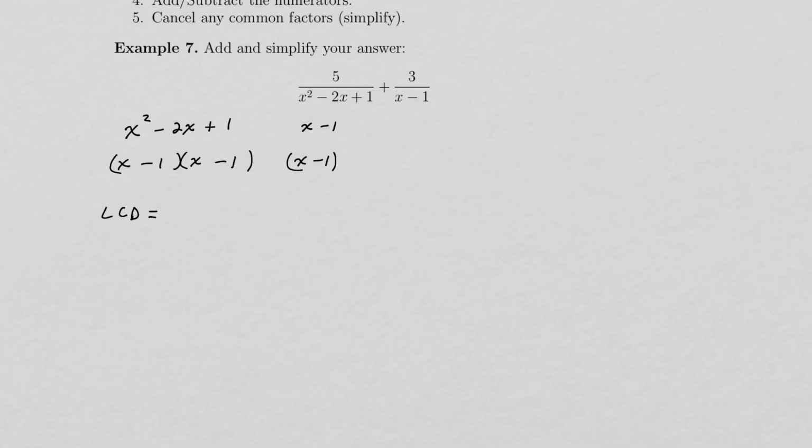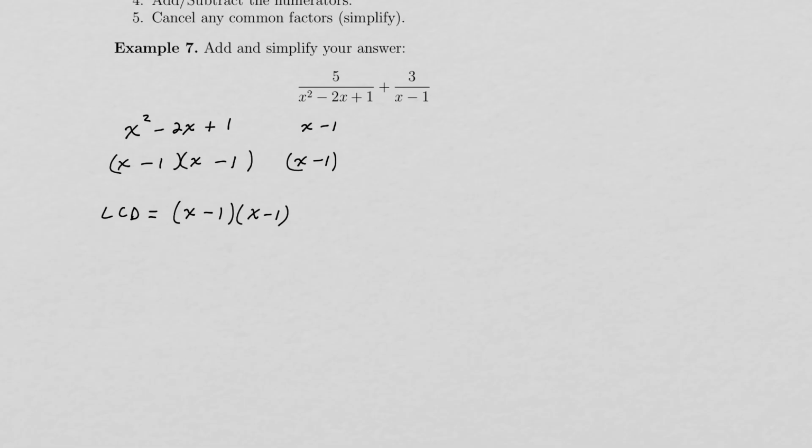Well, again, it's going to be the lowest common multiple of the denominators. So I need to take each factor the greatest number of times it occurs in each of the factorizations. The x minus 1 occurs twice in this factorization, once here, so I need to take it twice, right? And that's the only thing. There's no other factors. So the LCD is going to be x minus 1 times x minus 1. Which, by the way, you could write as x minus 1 squared if you wanted to, but I'll just leave it as x minus 1 times x minus 1.